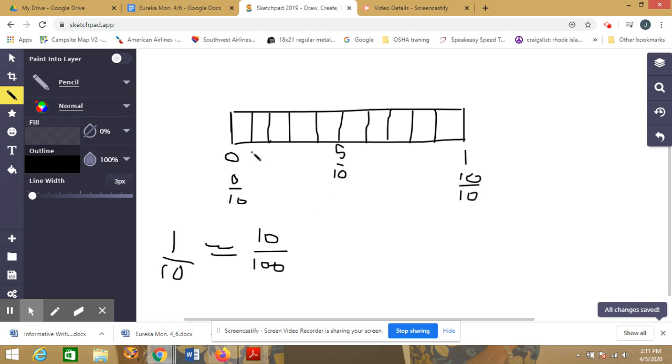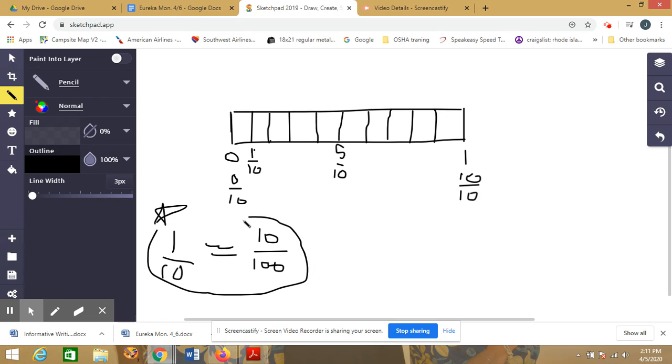So 1 tenth is on here. Just ignore that little dot there. 1 tenth is going to be right here. This would be 2 tenths, 3 tenths, and so on. So that means, because we know this is true right here, 1 tenth equals 10 hundredths. Because we know this, we already know that 10 hundredths is going to be here.